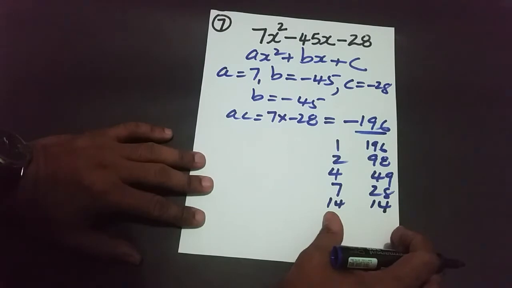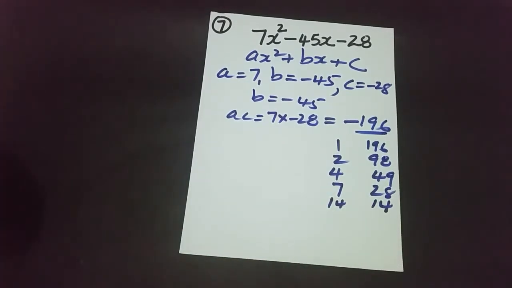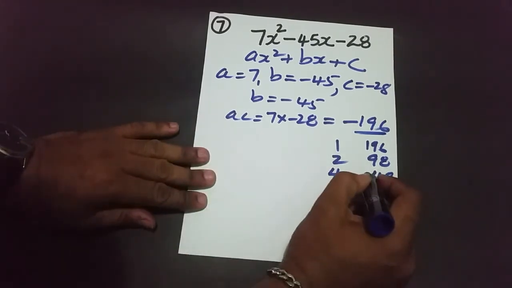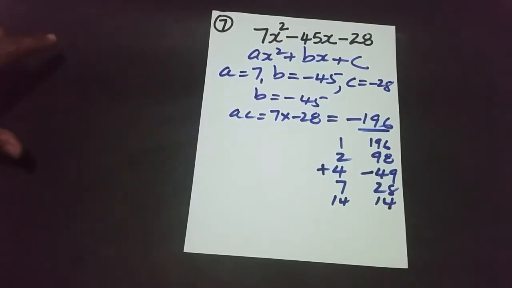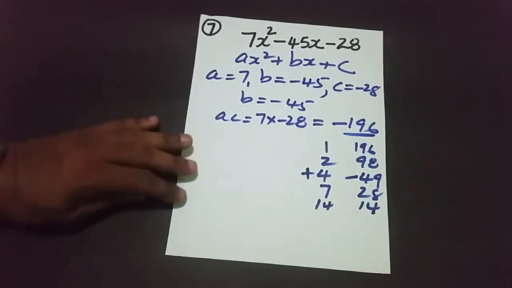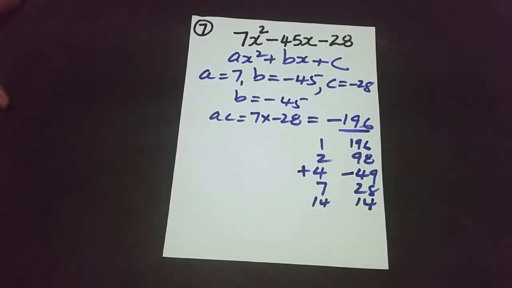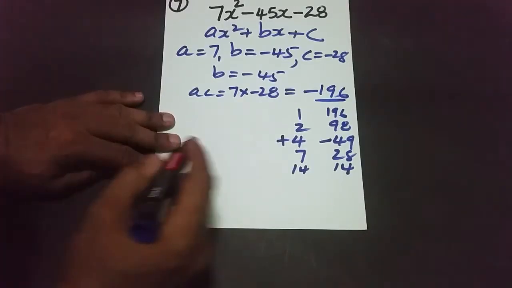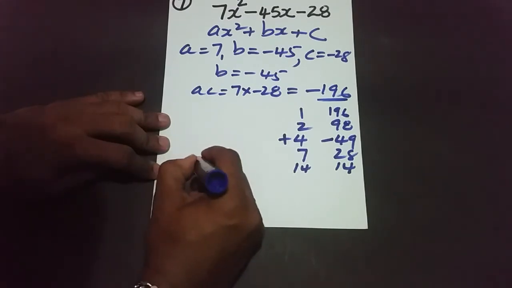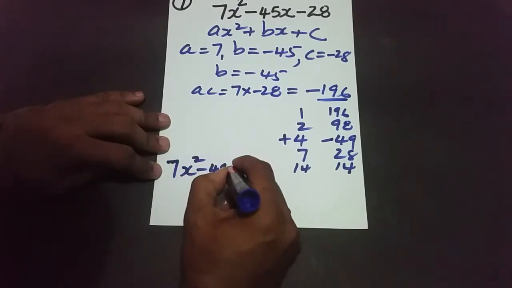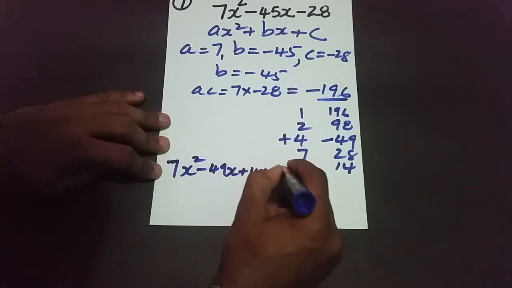And again, I have the combinations here. I just need to figure out the signs now. So which two numbers when added together give you negative 45, and the same two numbers when you multiply give you negative 196? And those two numbers would be negative 49 and positive 4, because negative 49 added to 4 is going to give you negative 45, and 4 times negative 49 is going to give you negative 196. So I know how to split this now. So it's simply going to be 7x squared minus 49x plus 4x minus 28.